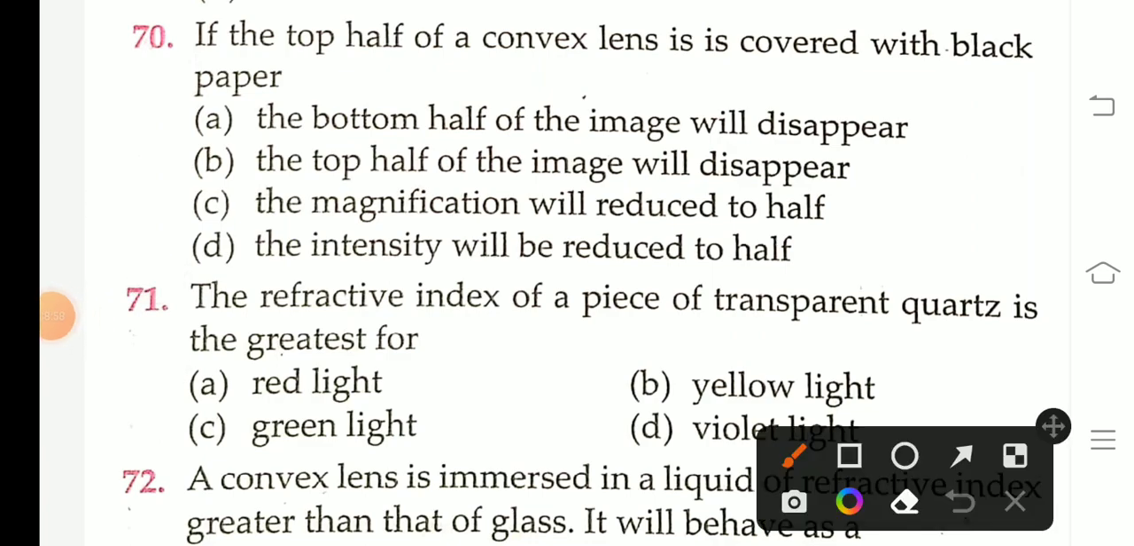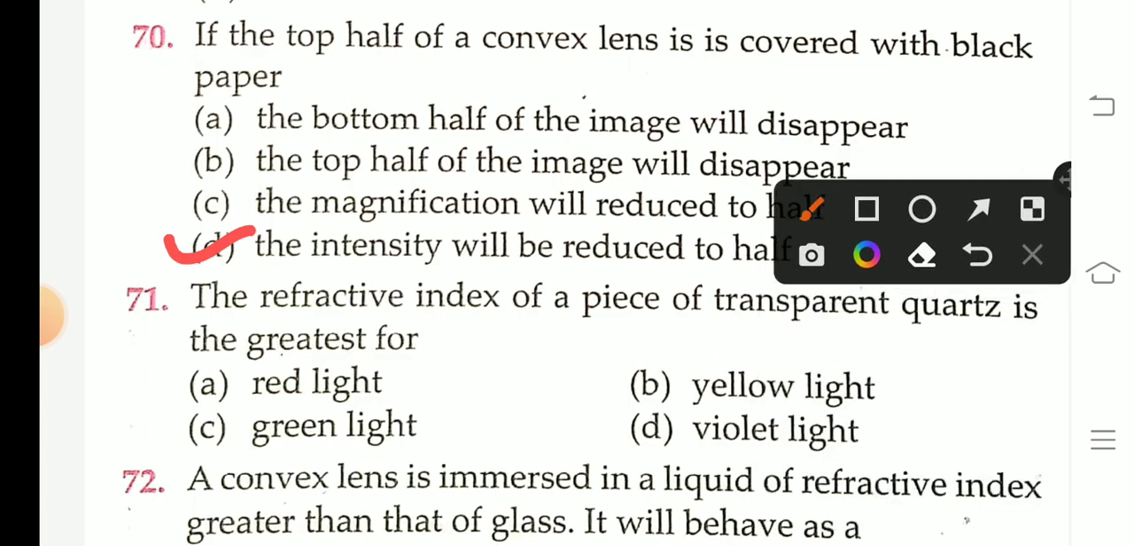Next, if the top half of a convex lens is covered with black paper, right answer will be option D, the intensity will be reduced to half. Next, the refractive index of a piece of transparent quartz is the greatest for. Right answer option D, violet light.